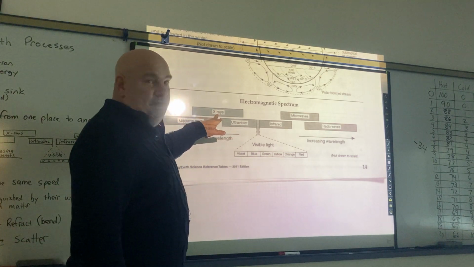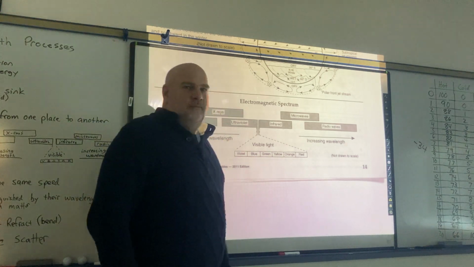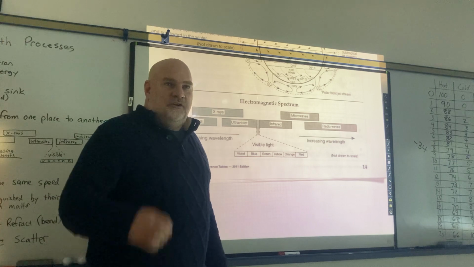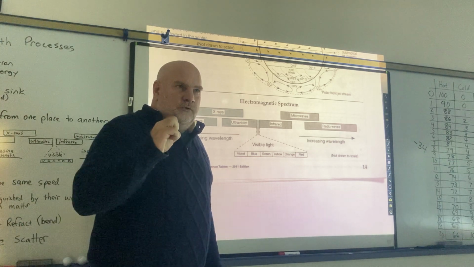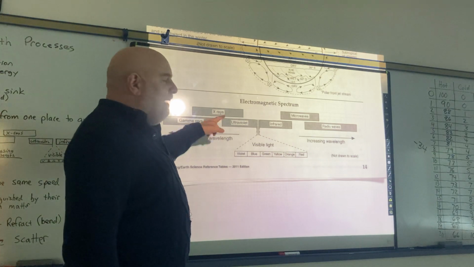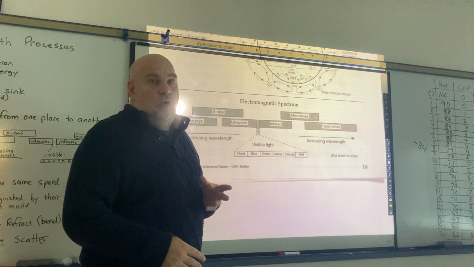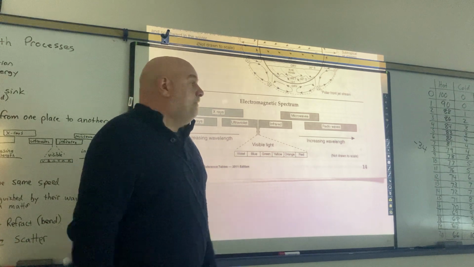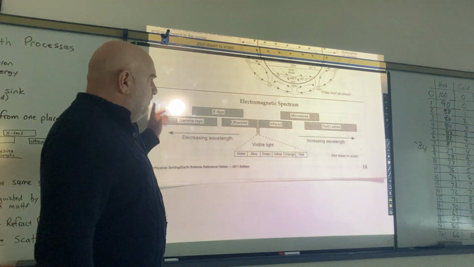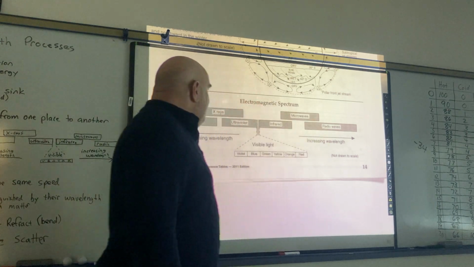X-rays, they could penetrate even further. If you ever thought you may have broken your ankle or something like that, it might take you to a doctor and it might use X-rays to look at what your bones look like. Because with X-rays, what happens is the X-rays can travel through the flesh, but they get stopped by the bone. So that's why you see an image of the bone. And then gamma rays pretty much shoot right through you. All right, so those are various types of electromagnetic energy.